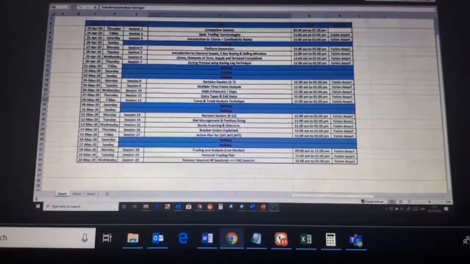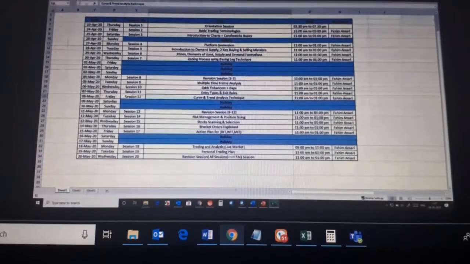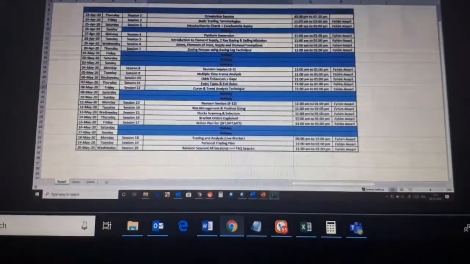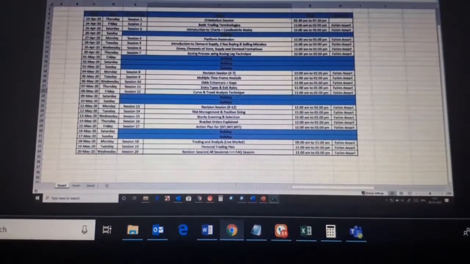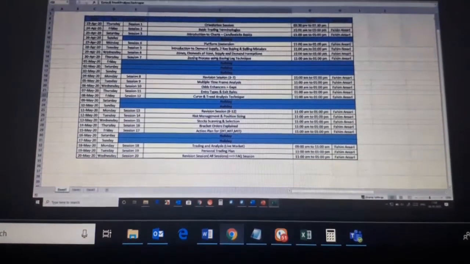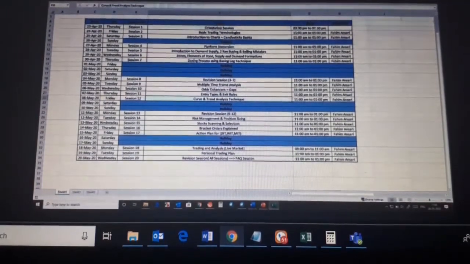Then is your zonal entry. As the name suggests, zone entry will be inside the zone, anywhere inside the zone. To be specific, to be mechanical, it should be 50% inside the zone. The third type of entry is called the confirmation entry.